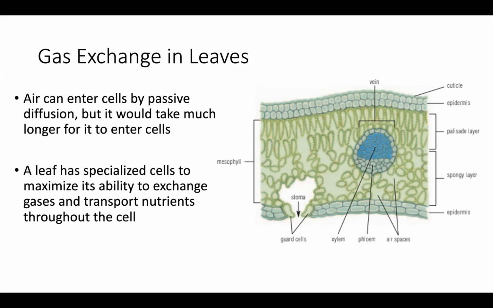So a leaf has specialized cells. These are the guard cells, which maximize its ability to exchange gases and transport nutrients. Guard cells are really important there. Guard cells will form stoma, or stomata is the plural term. And we are going to talk about how that actually functions today on a cellular level.